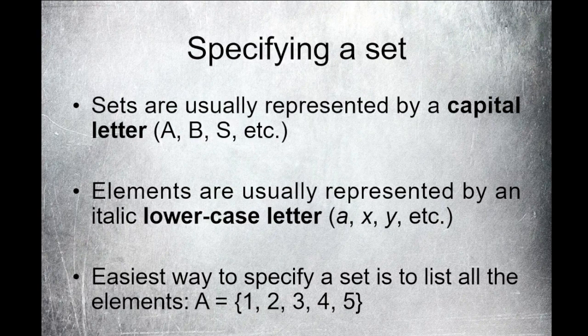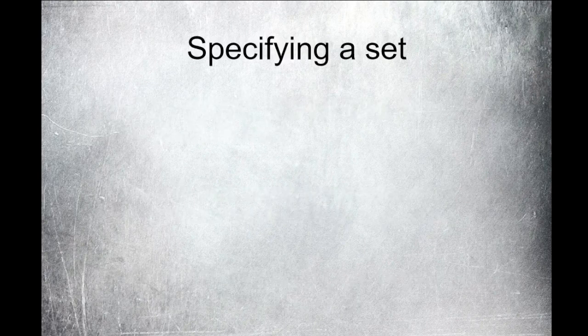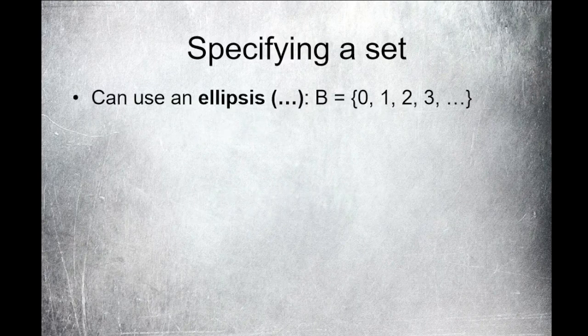If it is a large set, or if it is an infinite set, then this method will fail. So we have another method. Large numbers we can represent with an ellipsis, but again this ellipsis can be confusing. So we have the set builder method.